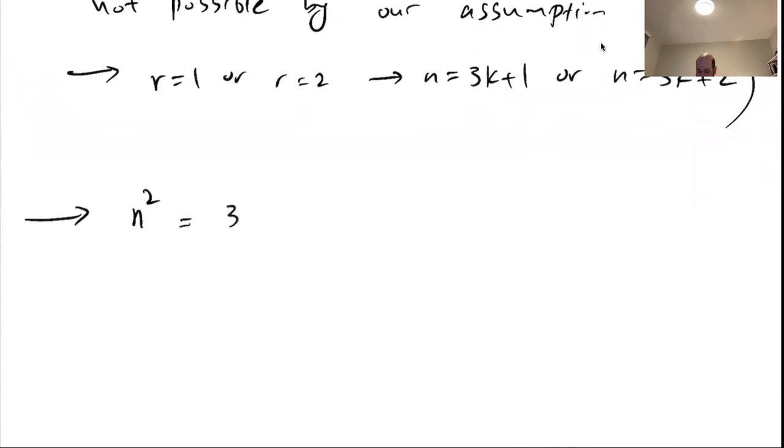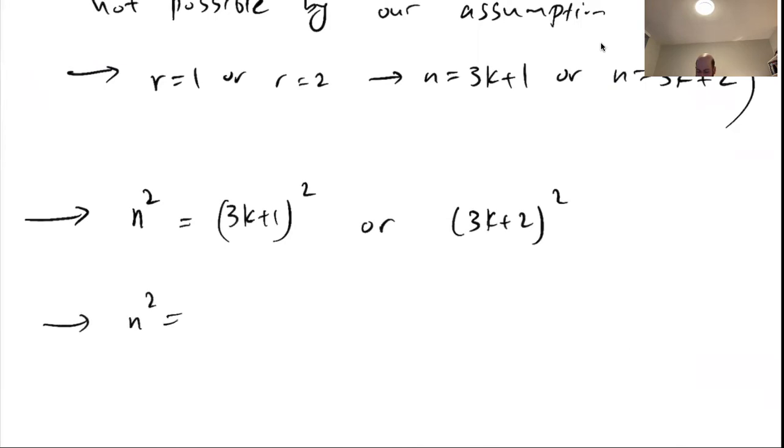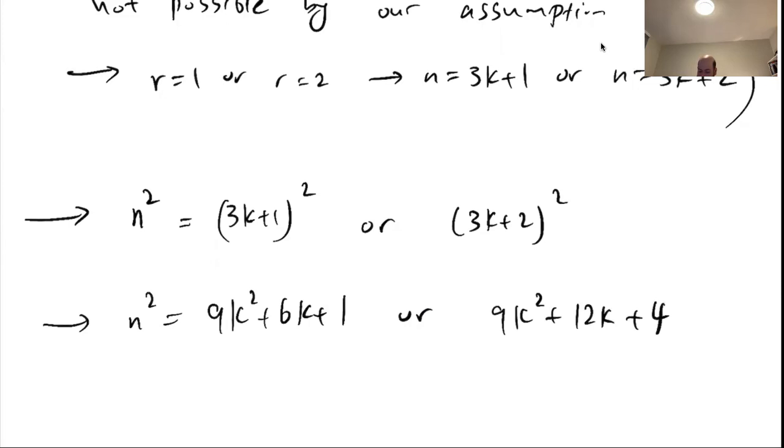So n squared is (3k plus 1) squared, or (3k plus 2) squared. So just use the identity (a plus b) squared: 9k squared plus 6k plus 1. And this will be 9k squared plus 12k plus 4.